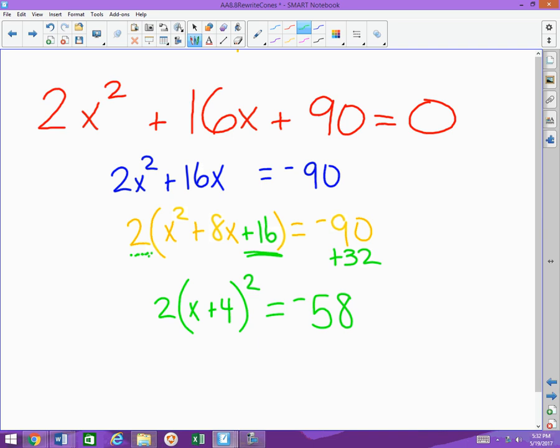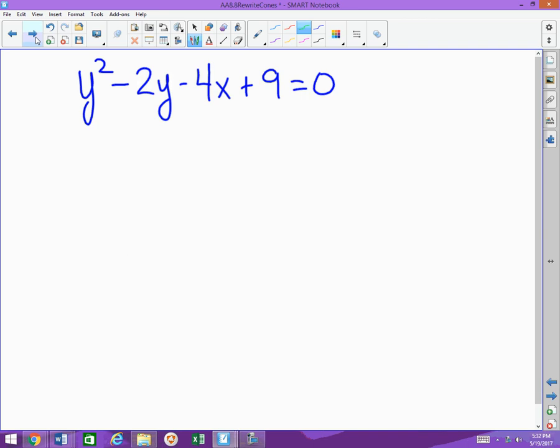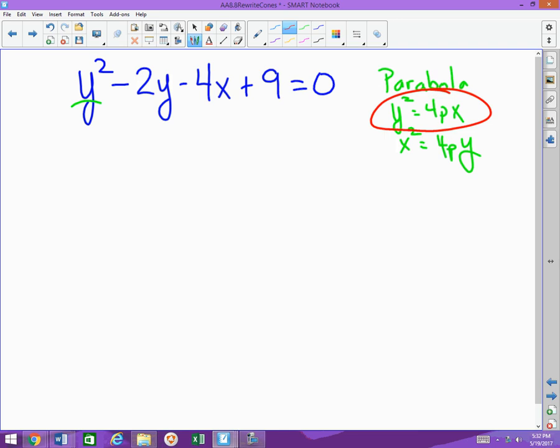So that's the process you're going to end up having to do with the rest of these, except sometimes you're going to have to do it twice. So let's look at this. First off, we are looking at a parabola. And by our rules of parabolas, it's either y squared equals 4px or x squared equals 4py. Now, we have a y squared here, so therefore, we are dealing with this one, which means we want the y squareds on one side and the x stuff on the other. So we will keep y squared minus 2y together, and we will add 4x and subtract 9 to get 4x minus 9 over here.